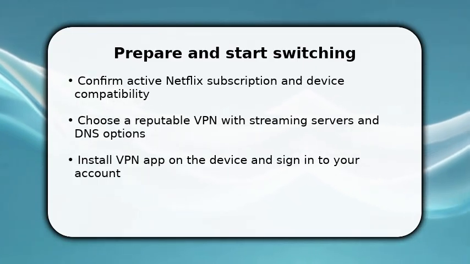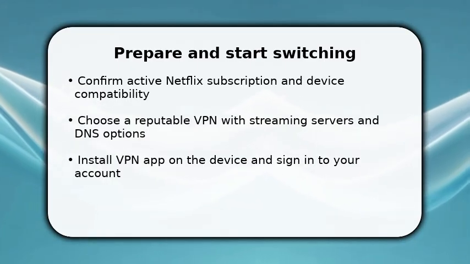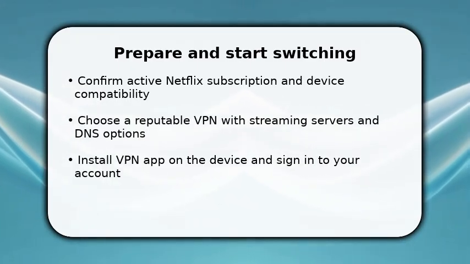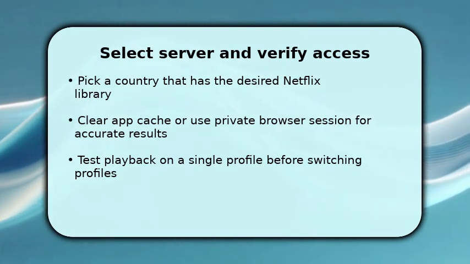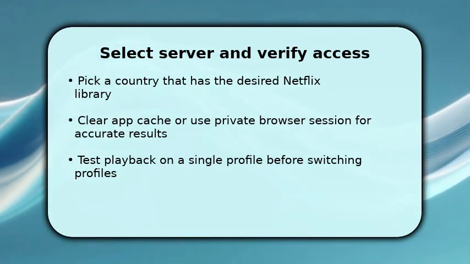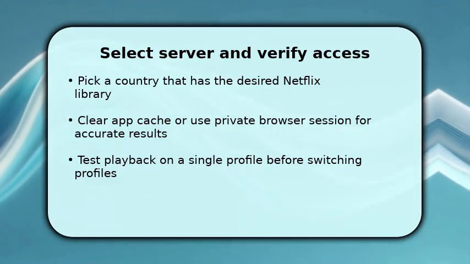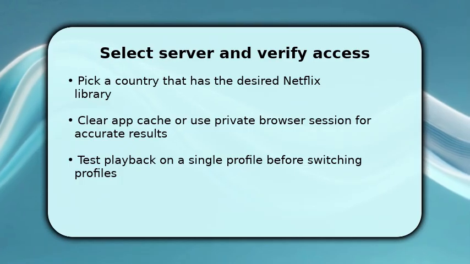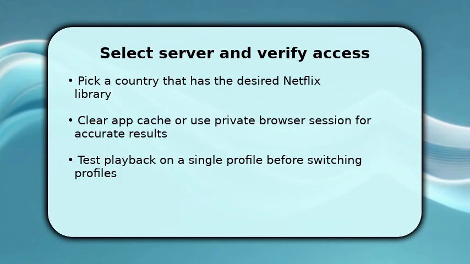If you use a router app, log in there. Otherwise, open the VPN app on the device and get ready to change regions. Next, select the country whose Netflix catalog you want. You want a streaming-optimized server or one specifically labeled for Netflix to avoid blocks. Once connected, clear the Netflix app cache or open a private browser window to avoid location artifacts.